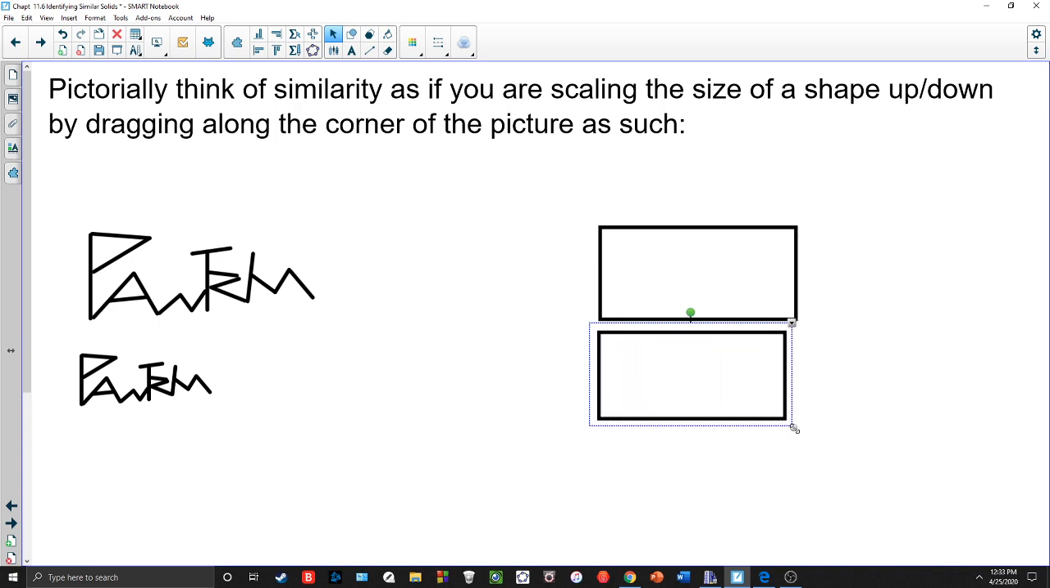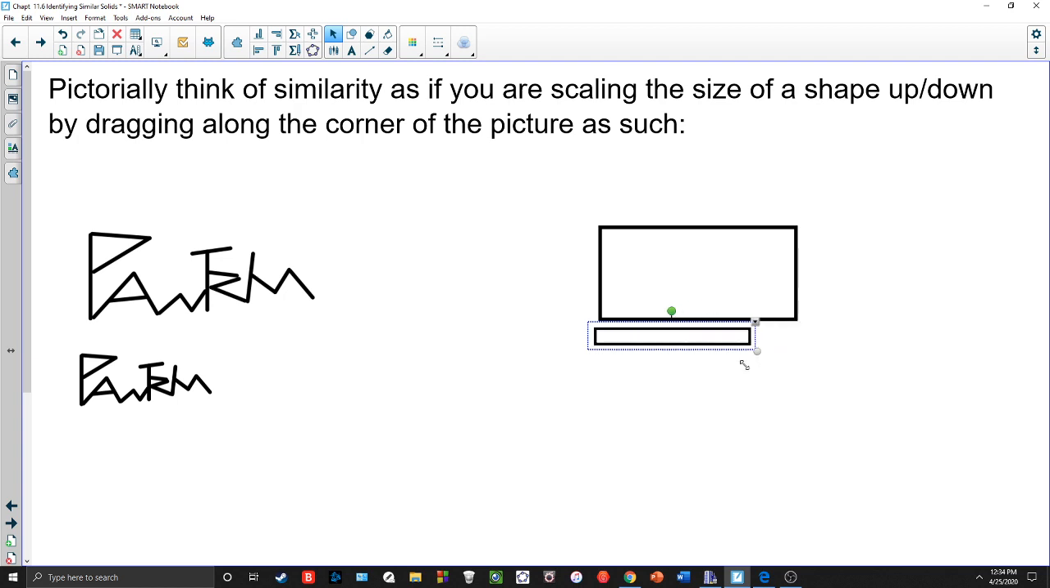The same would be happening if I did it like this. If I get them to be clones again, somewhat of a clone, and I shrink it top to bottom, these shapes are no longer similar because the length has stayed the same, but the height has gotten drastically shorter on the second image.